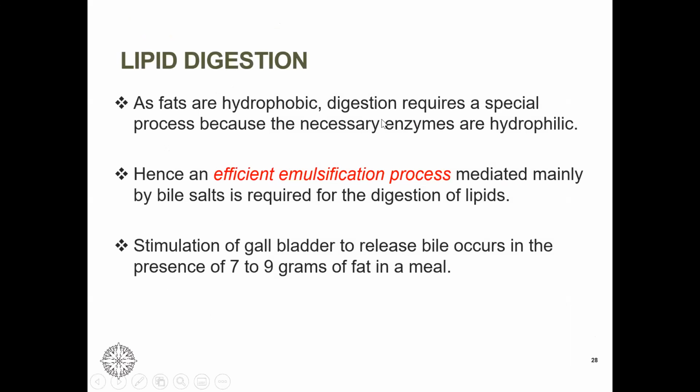Now these fats are hydrophobic, and all the enzymes are water loving. So this digestion is special, and what we call it is the emulsification process. And there's an important role of bile salts in this.